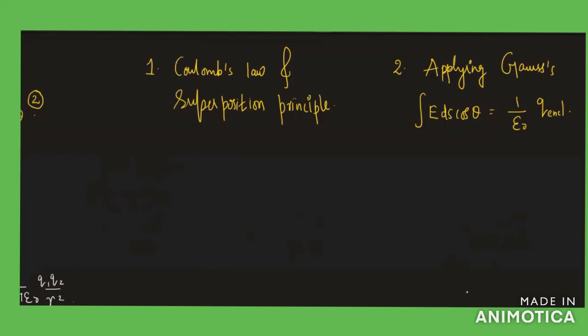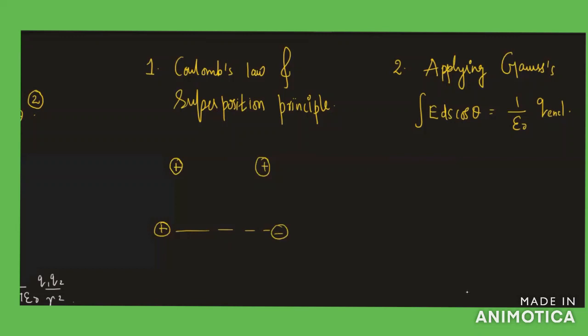law and superposition principle. For example, if we want to find out the electric field due to a single positive charge or negative charge or point charge, or due to a system of two charges, or a system of two equal and opposite charges like that of a dipole, in these cases it is easy to use Coulomb's law and superposition principle. And in some situations, applying Gauss theorem is easier than Coulomb's law and superposition principle.